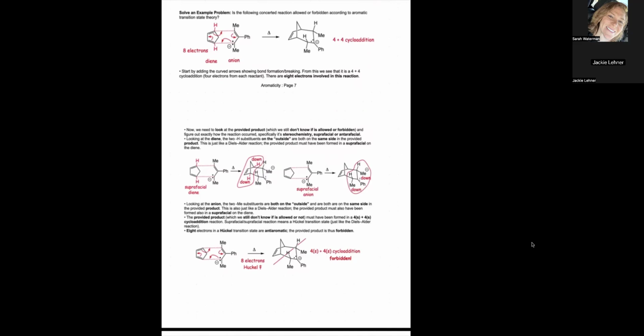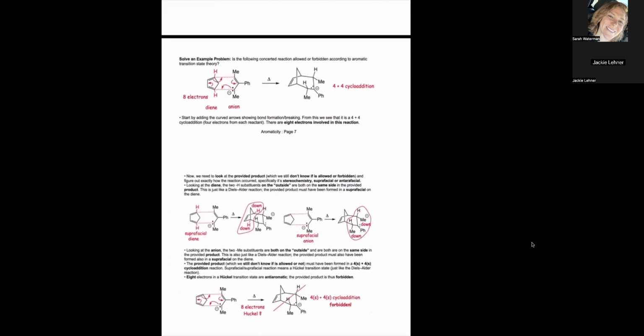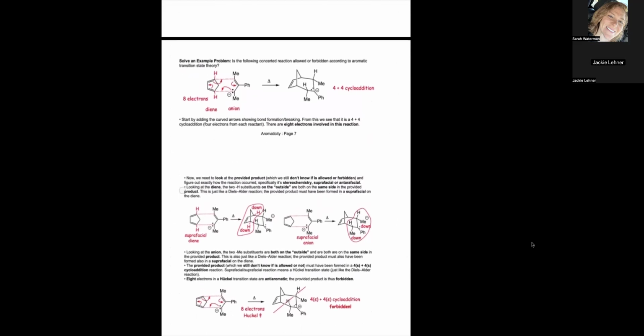Okay. For this question, I want to go over the paragraph because it says looking at the diene. Do you see that part? It's in the middle of your page. Looking at the diene, the two hydrogen substituents on the outside are both on the same side in the provided product. This is just like a Diels-Alder reaction. The provided product must have been formed in a suprafacial manner on the diene.